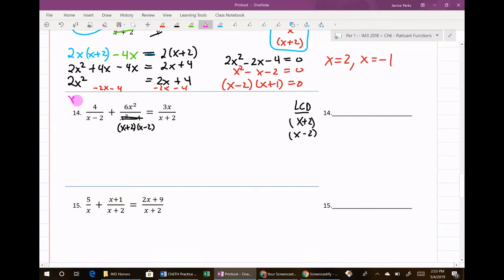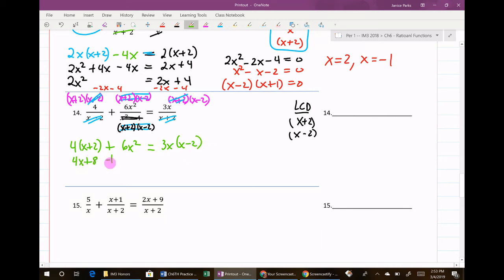So we're going to multiply everything by x plus 2, x minus 2. And you have to show that step even though I know some of it's going to cancel out. So if x minus 2 is gone, all of that is gone, x plus 2 is gone. So for the first one, we're left with a 4 and an x plus 2. The middle term, you're left with a 6x squared. And then this side, you're left with a 3x and an x minus 2.